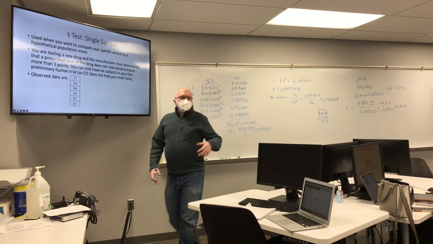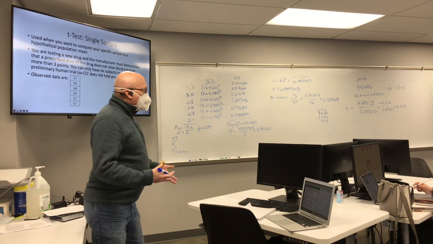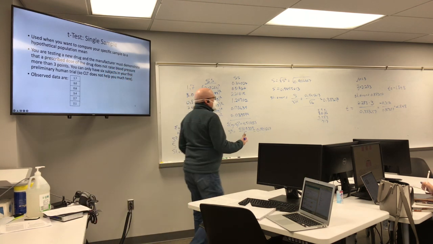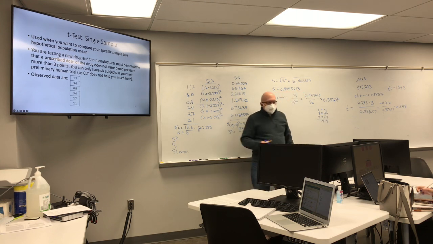And that's because you're comparing this to some hypothetical value. You're not comparing it to an average of 0 or something like that. So this test actually has directionality. You're testing to see whether or not this value is actually lower than 3. And you want it to be lower than 3 because this is what the FDA is telling you you need to have done.